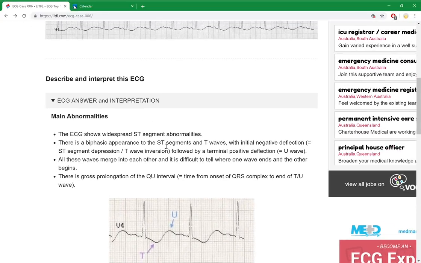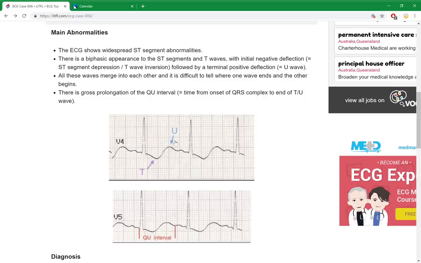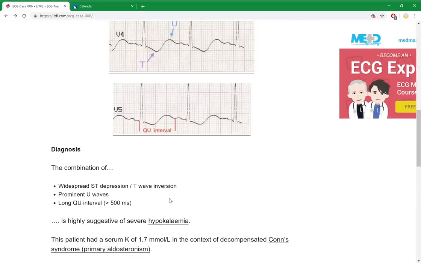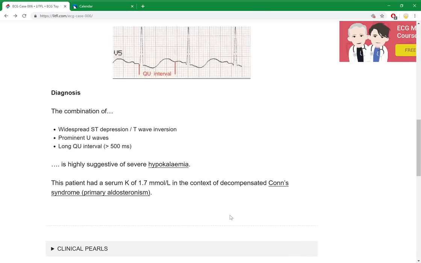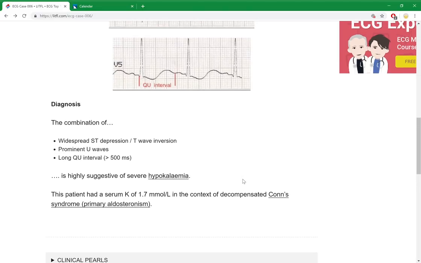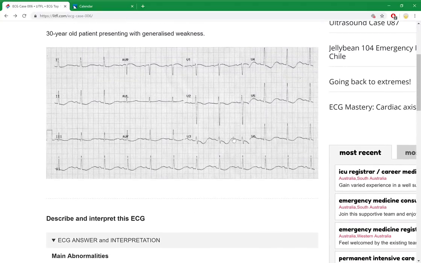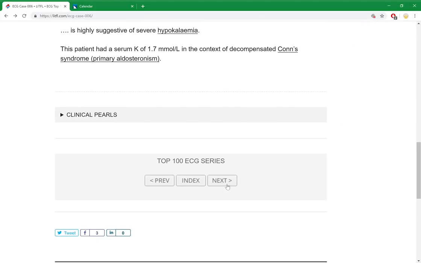So ST segment abnormalities, obviously. There's the T wave it's pointing to. There's the U wave. The QU interval, which is different than the QT, is really long, and it's highly suggestive of hypokalemia. Now, this is kind of cool because it's tying into some endocrine stuff. This patient had a serum potassium of 1.7 millimoles per liter in the context of decompensated Conn syndrome, so primary aldosteronism. Aldosterone is just going crazy, bringing in sodium and kicking out a ton of potassium, so you get this severe hypokalemia. It's interesting because we can correlate what we just learned in endocrine to an EKG change, which, if recognized, could save the patient's life before you even get labs back.